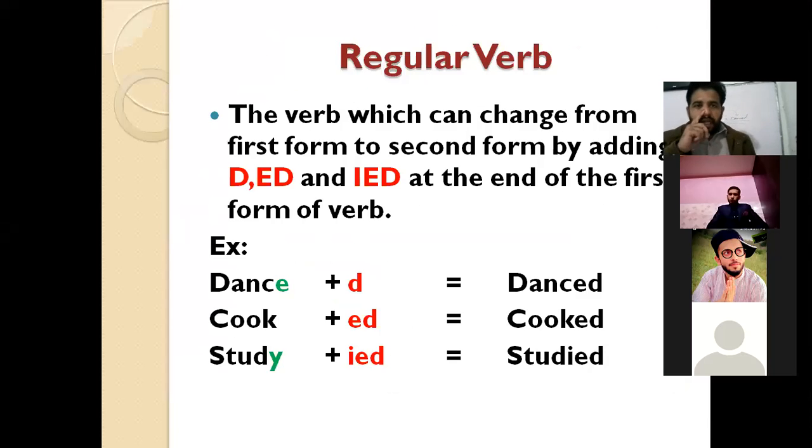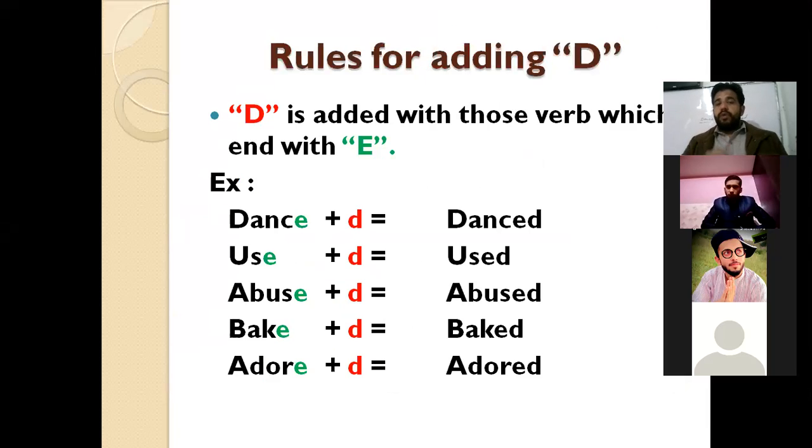In the regular verb, we talk about the verb which can change from first form to second form by the help of D, ed, and ied. Now the question arises: where do we add D, where do we add ed, and where do we add ied? So, rules for adding only D. D is added with those verbs which end with E. Means the verb which ends with only E, you will add D at the end of it. Like the word dance. Dance ends with E, so we add D at the end of it. Dance plus D equals danced, so it becomes second form of verb.